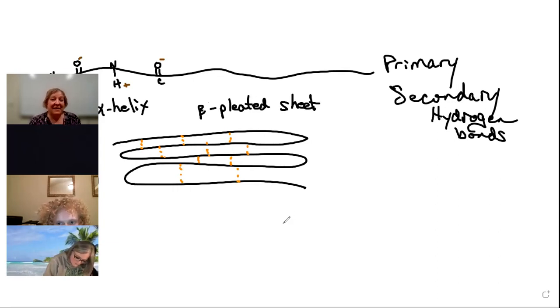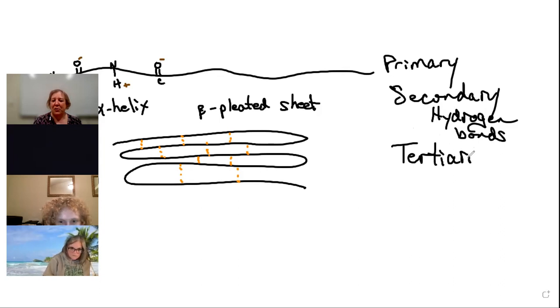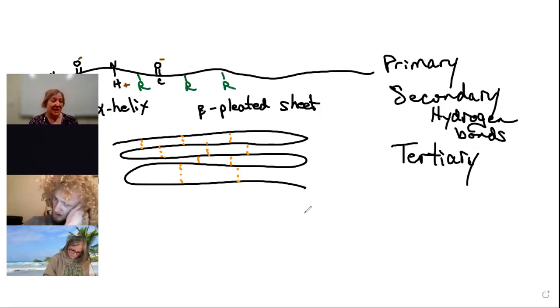Okay, now I can take this and I can fold it further. And so this is the first shape, this is the second shape, this is the third shape. But we use Latin, if I remember correctly. I'm thinking it's Latin. And we make a tertiary or third structure. So far it's been these guys that have been hydrogen bonding to each other. I still have these R groups hanging down, and these R groups are going to interact with each other.